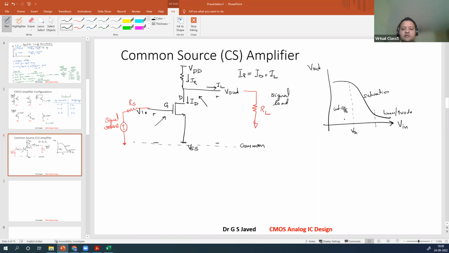Now, how do we use this? What is the small signal gain and the large signal gain that we have found out? We know that the gm value is given as mu n Cox W by L times VGS minus VT. Here VGS minus VT is what gives us the gm. So this is the small signal gain.